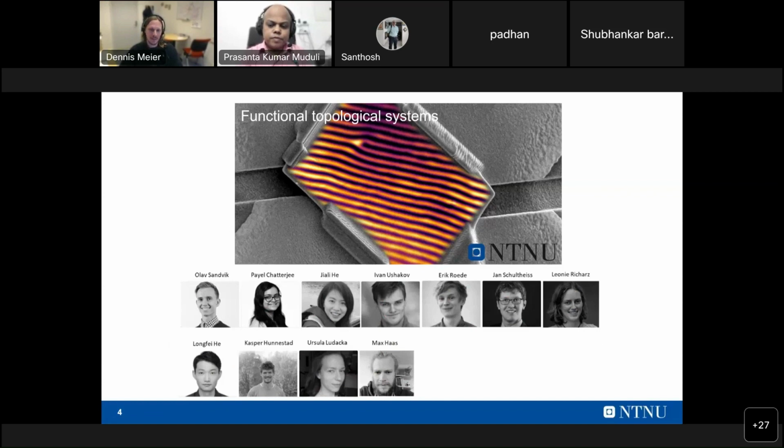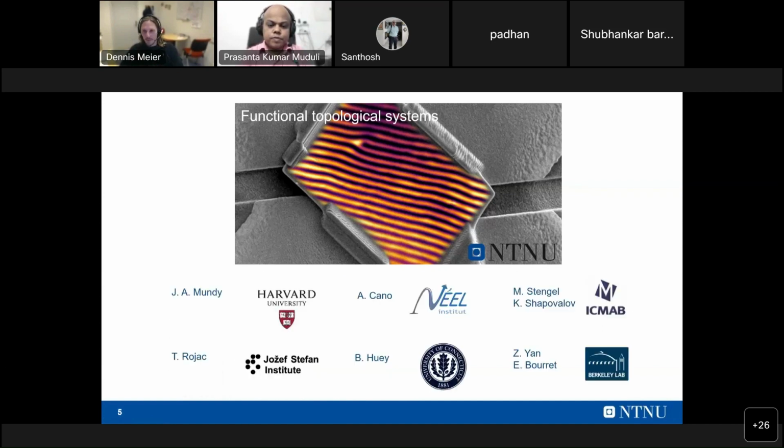Most of the results you will see today were collected by Erik Roede. He was one of our PhD students in the group, Caspar and Chia Li. So they are the main players within the ferroelectric domain wall business, and they contributed to the research I'm going to present today. Also, let me briefly acknowledge some of our collaborators.